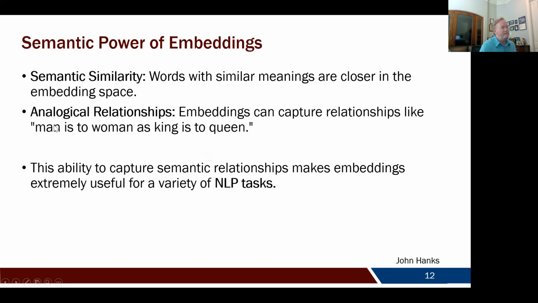All right, so at a high level, the takeaway is there's semantic similarity in embedding words, and words with similar meanings are closer in the embedded space. Embedding can also capture analogy relationships like man is to woman as king is to queen. This ability to capture semantic relationships makes embedding extremely useful for NLP, natural language processing.